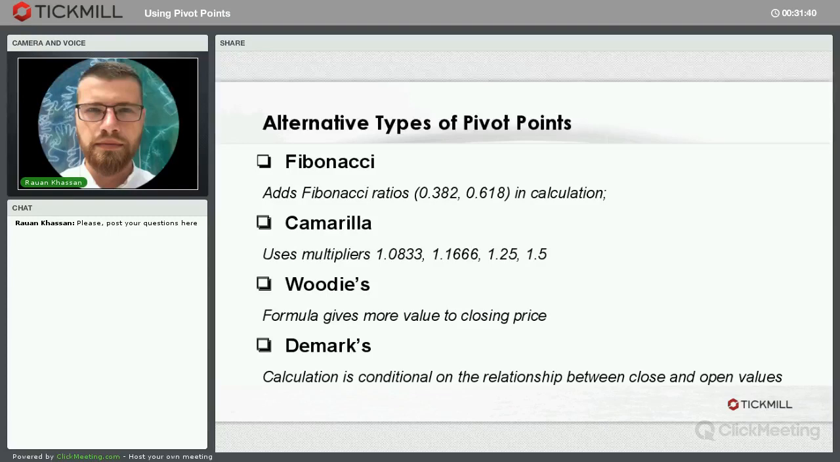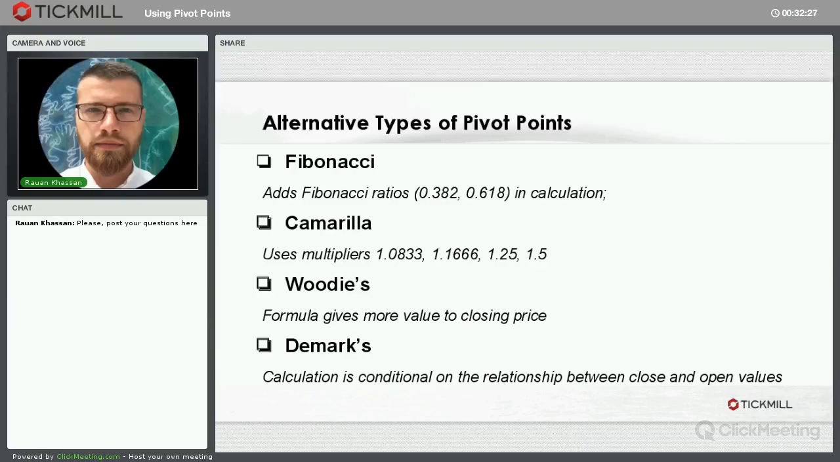Camarilla calculation is specific as it uses such multipliers as 1.0833, 1.1666, 1.25, and 1.5. Woody's formula gives more value to closing price, and the general idea about Woody's is that it helps to adjust the key levels based on closing price and avoid some market spikes that make up high and low values. It is based on the assumption that closing level should have a bigger value in comparison to high and low values.